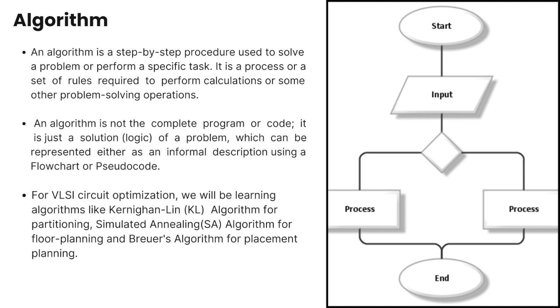Algorithms. An algorithm is a step-by-step procedure to solve a particular problem. An algorithm is not a complete code. It is just a step-by-step logical process to solve a problem. If we follow the steps given in the particular algorithm, then at the end of the algorithm, we will have a solution to our problem. For VLSI circuit optimization, there are algorithms like the Kernighan-Lin algorithm for partitioning, the simulated annealing algorithm for floor planning, and Breuer's algorithm for placement planning.